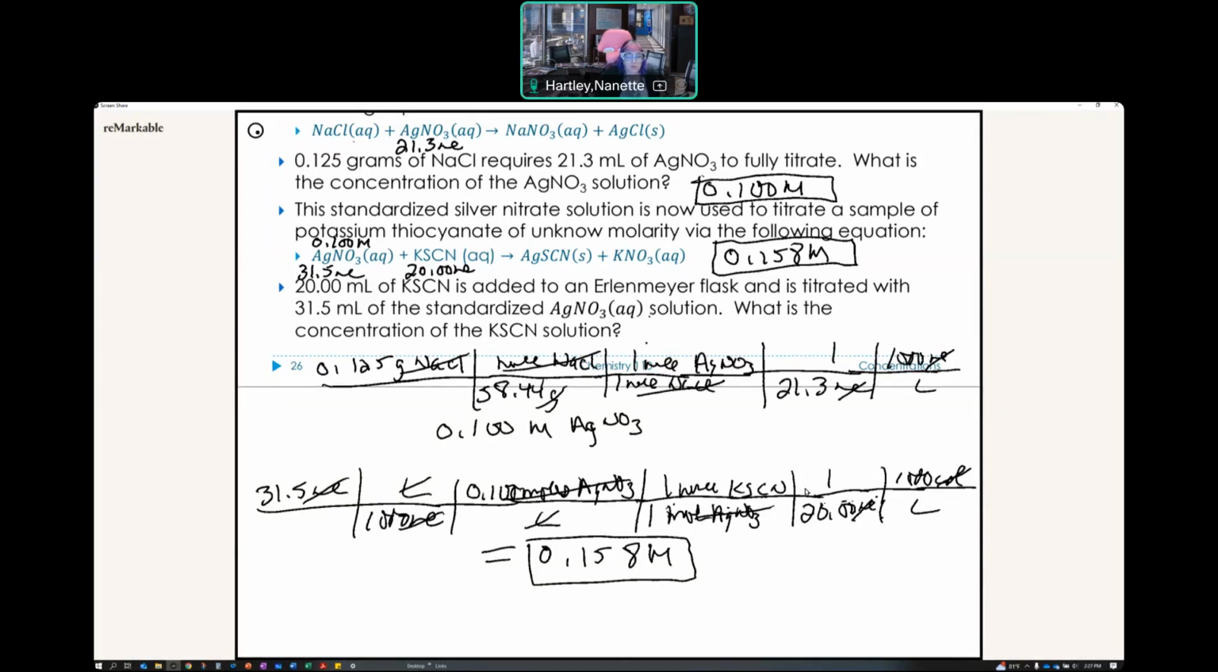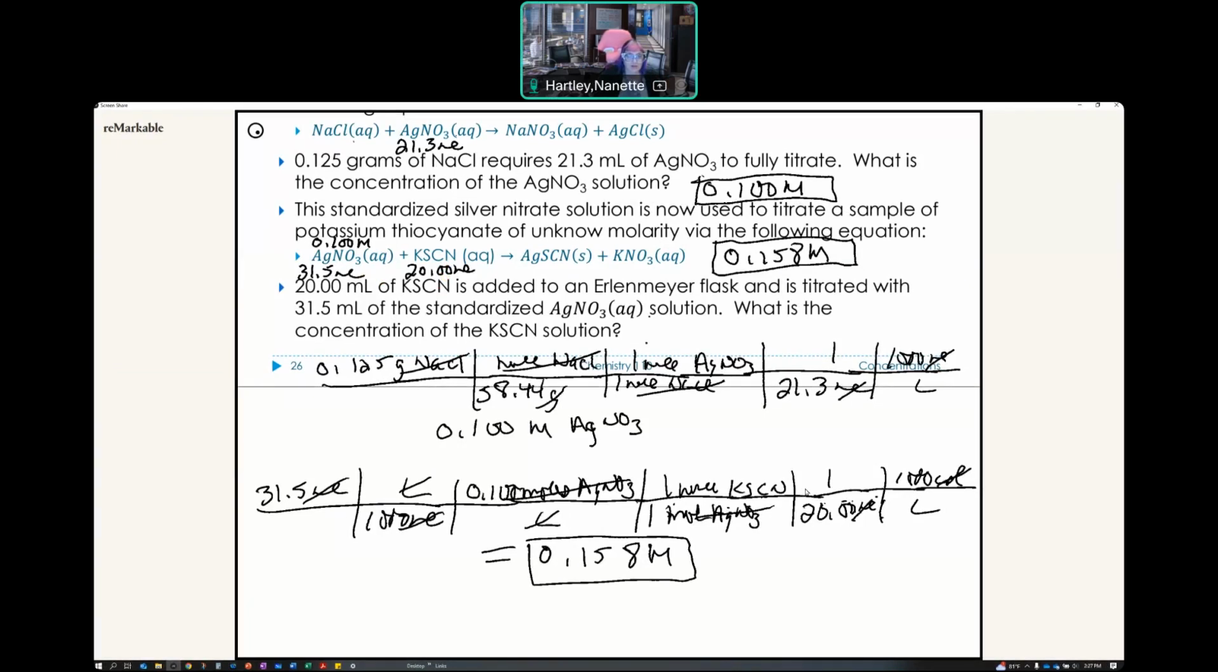I wrote it in the wrong place, but whatever. That's the one that goes with that particular KSCN solution. So the volume that goes with our AgNO3 multiplied by the molarity of the AgNO3, a one-to-one ratio between the AgNO3 and the KSCN, and then divide by the volume of the KSCN gives us our answer.